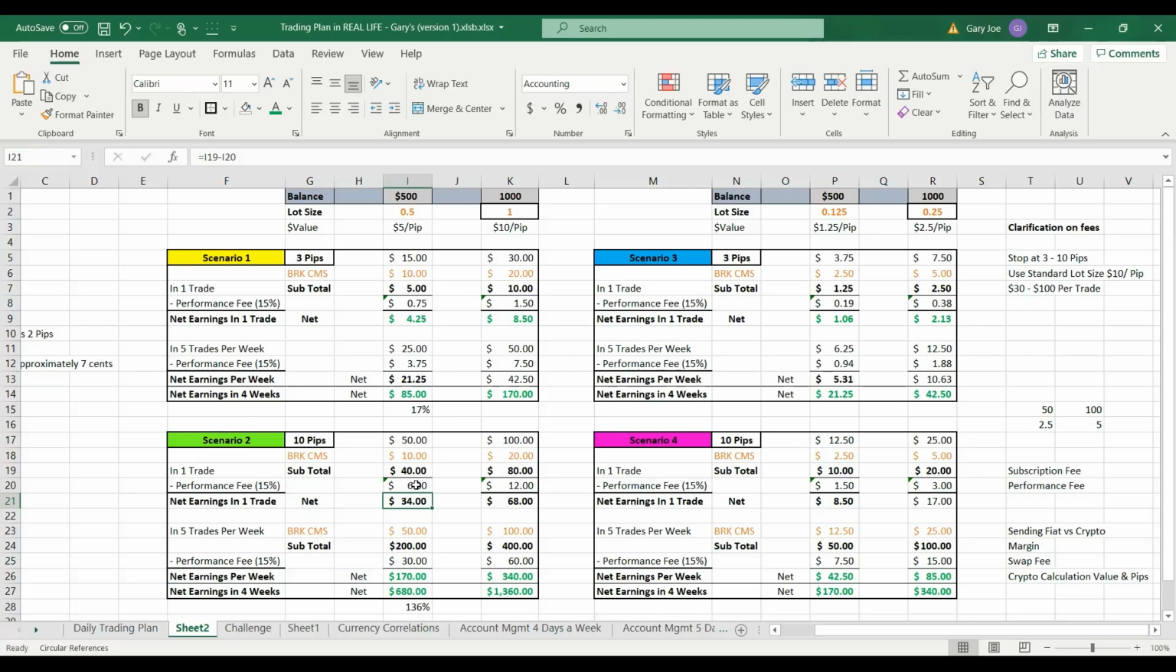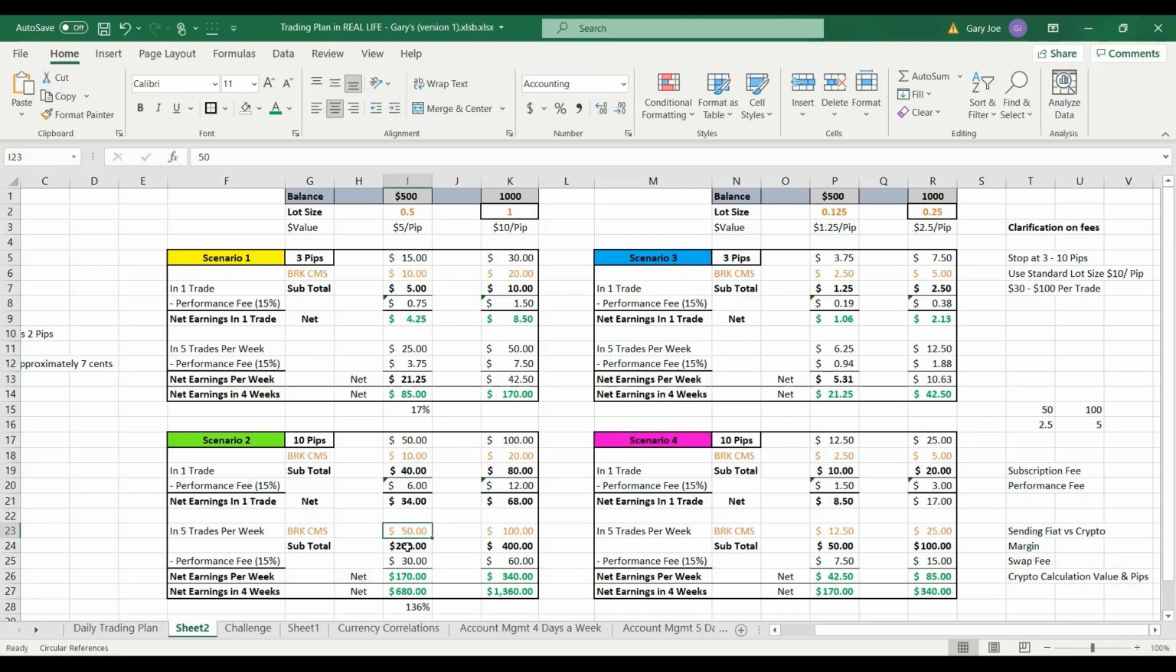Now, we take the same scenario, and instead of just 1 trade, what if we did this 5 times in 1 week? And then what happens after 4 weeks? So 5 times in 1 week, the broker commission would have been $50, because it was 5 trades and each trade they would have earned $10.